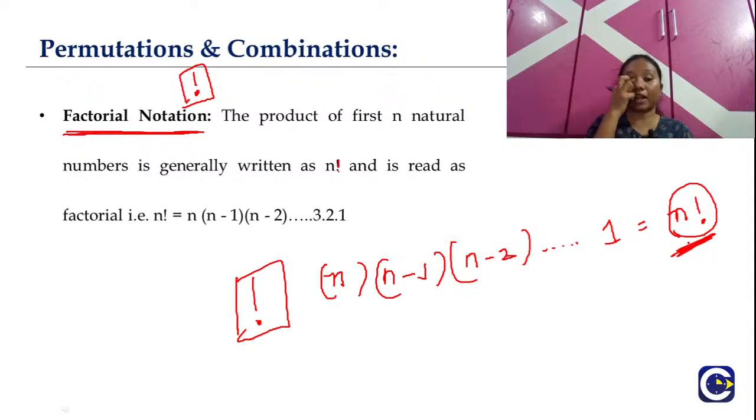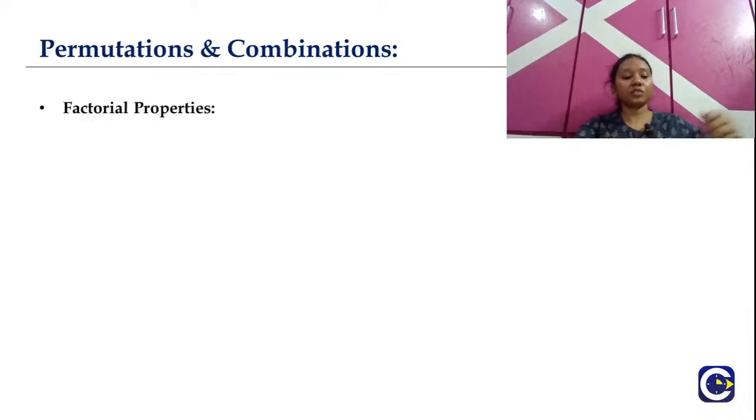So basically n factorial is nothing but the product of first n natural numbers, which is given by n into n minus 1 into n minus 2 and so on until 1. Right. So let's see a few properties related to the factorial.